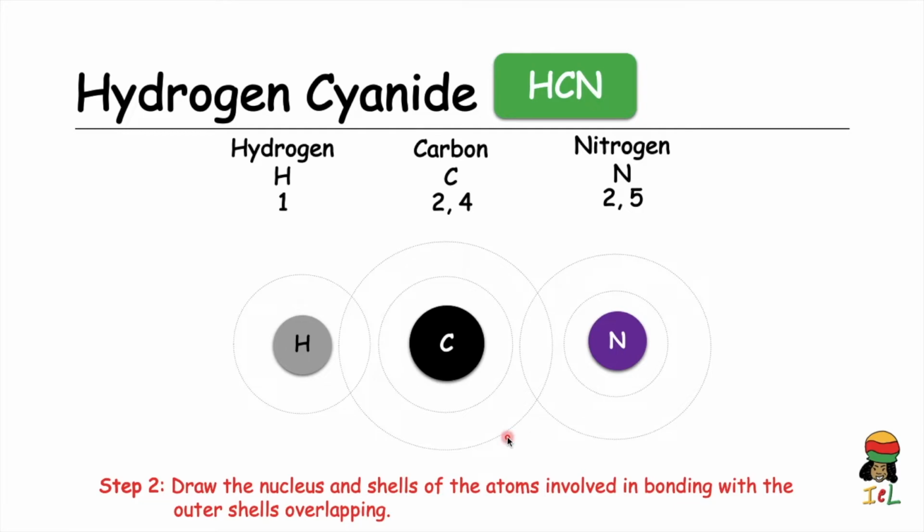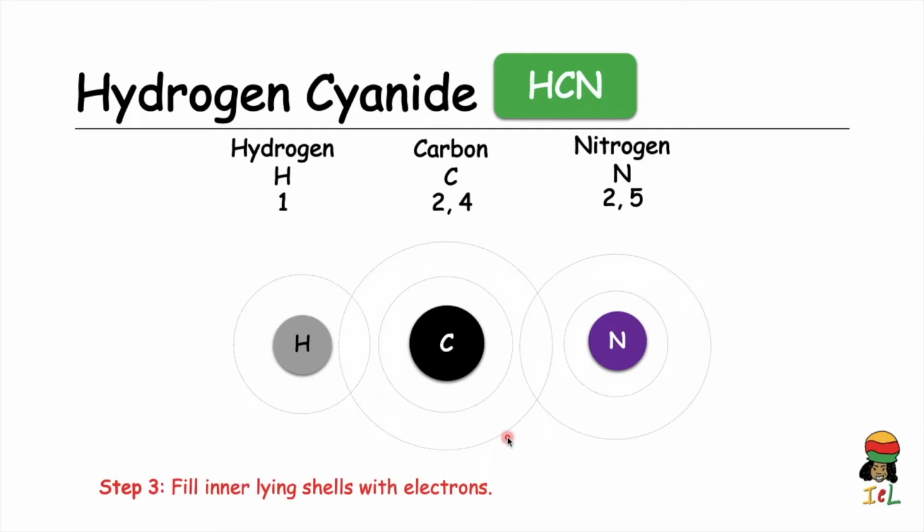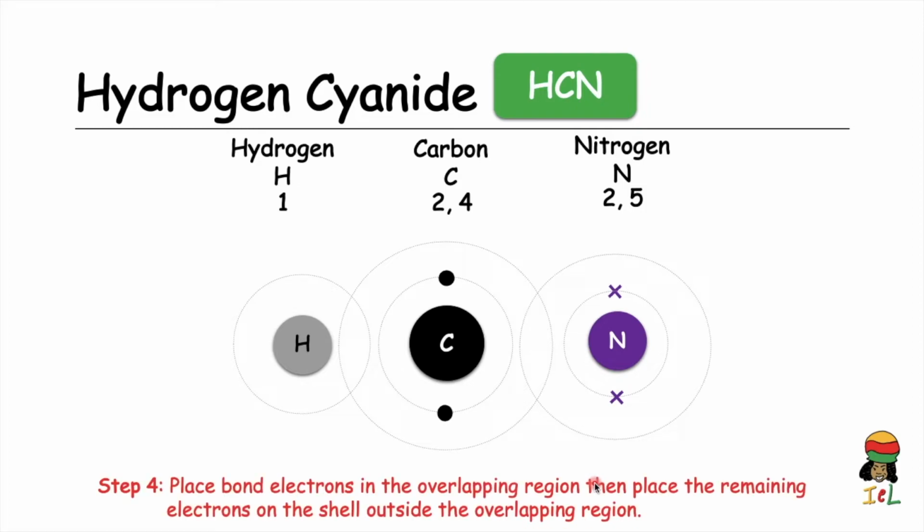Notice that only carbon and nitrogen contain inner lying shells, the first shells that hold a maximum of 2 electrons each. Now it's time to show how the atoms bond. So we display the valence electrons for each atom below their information. Keep in mind that the valence electrons are the electrons on the last shell of the atom. Hydrogen has 1 valence electron, carbon has 4 valence electrons, and nitrogen has 5 valence electrons.